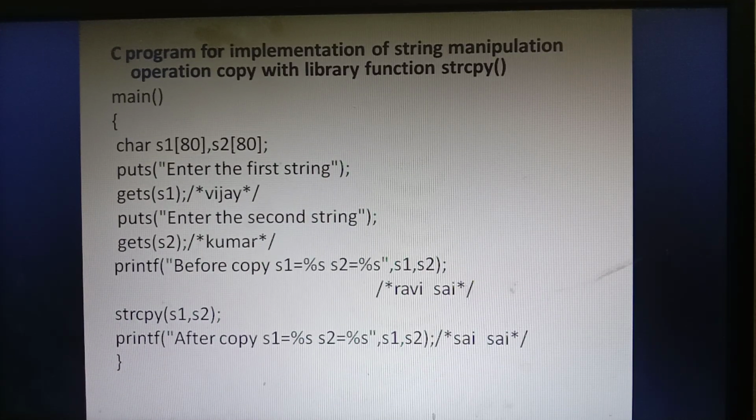C program for implementation of string manipulation operation copy, with the library function strcpy. As usual, main, char s1[80], s2[80]. puts("Enter the first string"), gets(s1), Vijay. puts("Enter the second string"), gets(s2), that is, I am taking Kumar. Okay, printf before copy s1 equal percentage s, s2 equal percentage s, s1 comma s2.